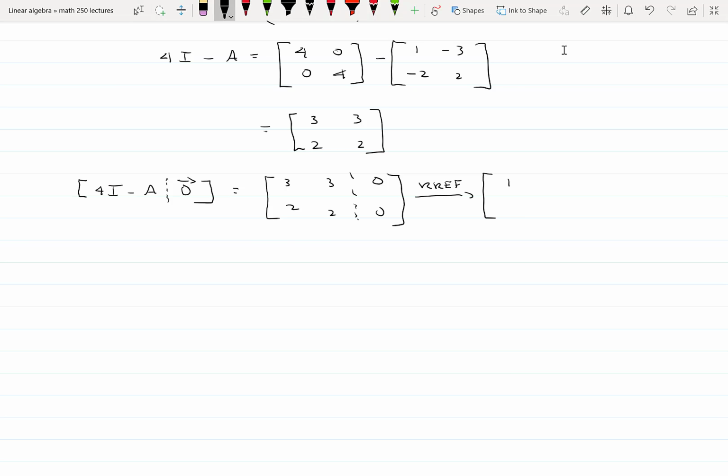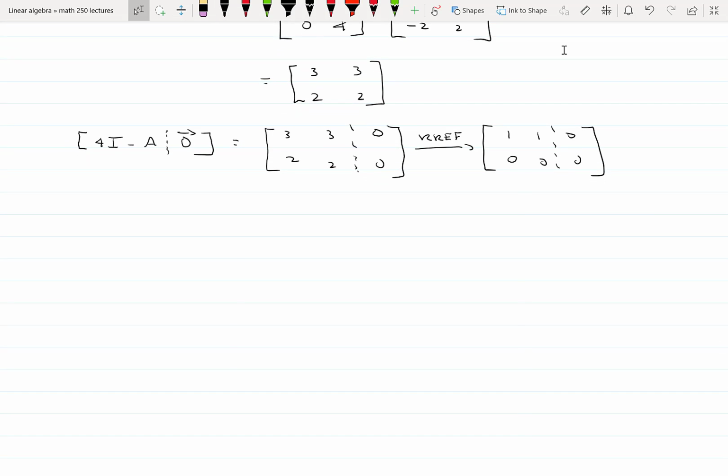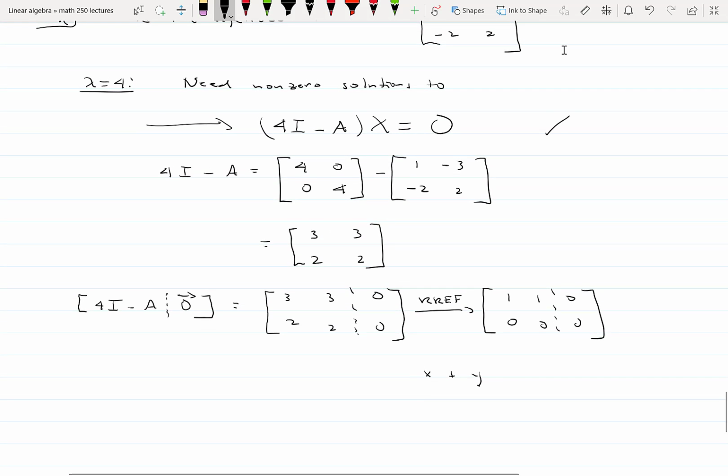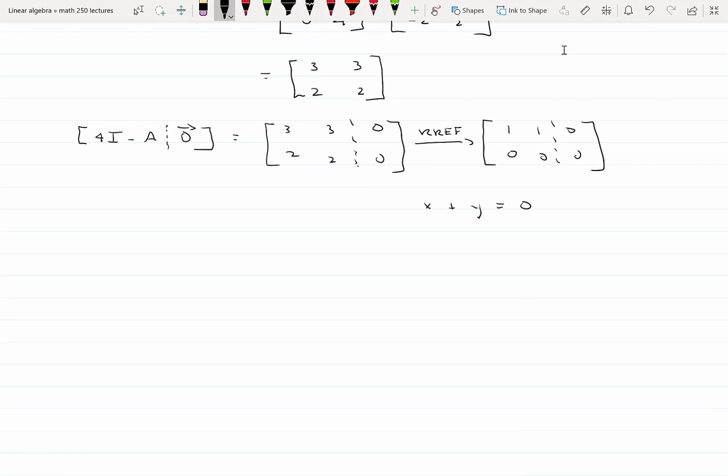And we get 1, 1, 0, 0, 0, 0. Okay, so this is the RREF. What does that tell us? It tells us that if we assume our eigenvectors are of the form column vectors x, y, we get x plus y equals 0. Well, we have a row of 0, so that indicates we have a free variable for y.